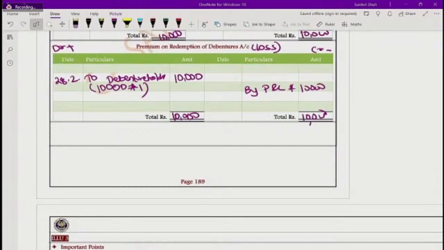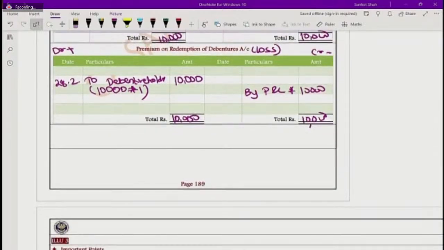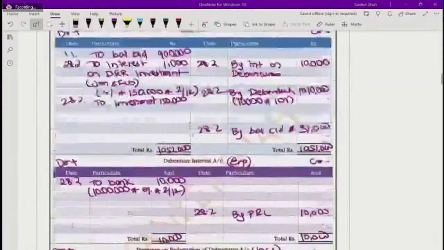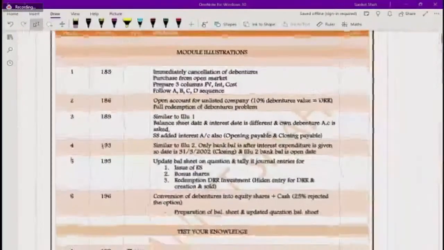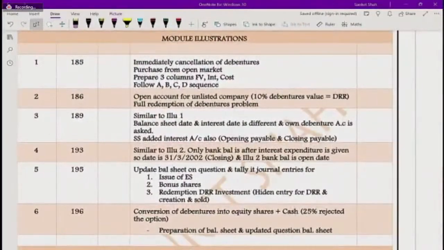Maximum time to this question 10 minutes. And first question 15 minutes. Yes. Index, you can take. Immediately cancellation. Purchase from open market. Prepare 3 columns: face value, interest, cost. Take a screenshot. Open accounts of unlisted company and 10% debentures value is equal to DRR. Full redemption of debentures problem.